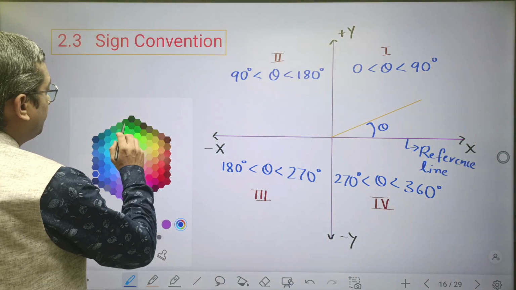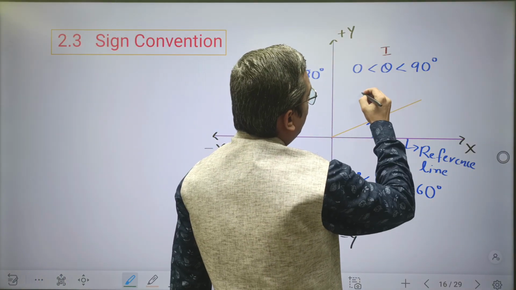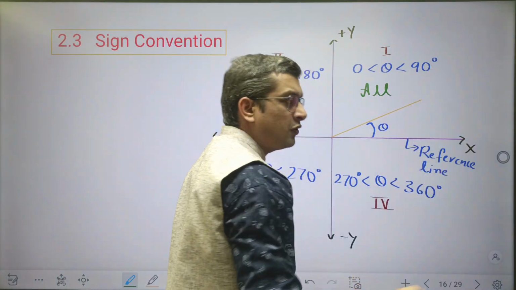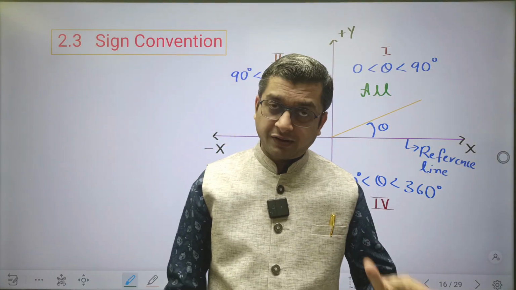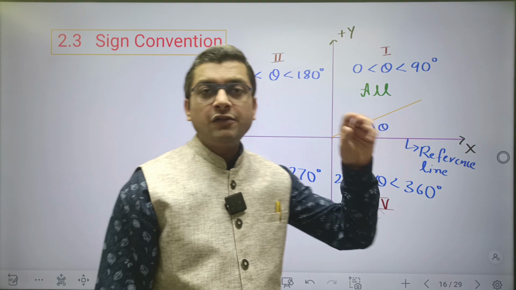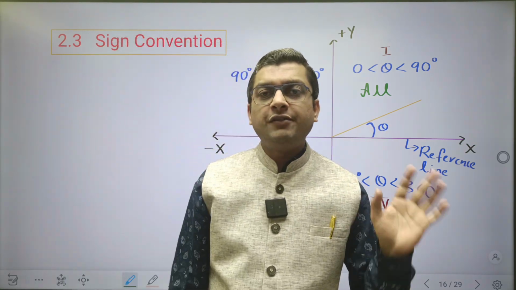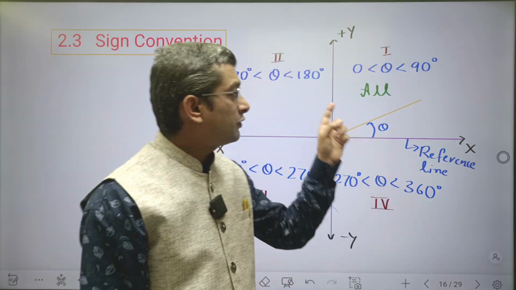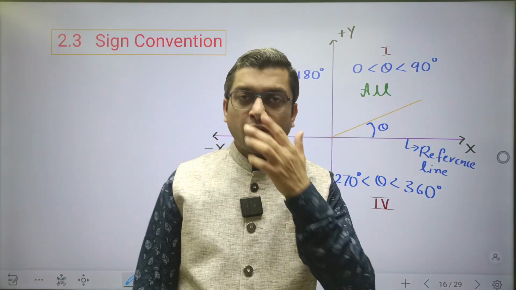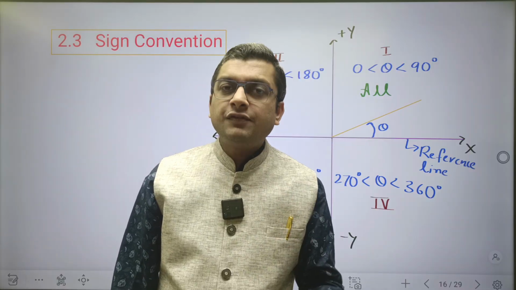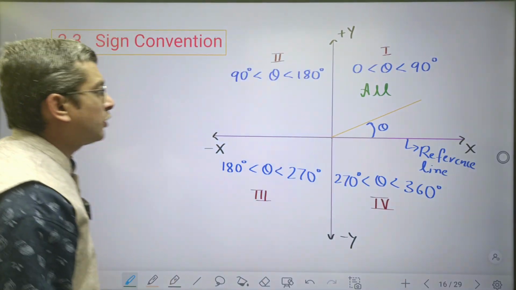This is a very important topic. If you are in the first quadrant, then all trigonometric ratios, that is, we have 6 trigonometric ratios: sine, cos, tan, cot, sec, cosec, all will have positive values. Suppose you are taking sine 35 degrees. So sine 35 will be positive because 35 degrees means it is in the first quadrant. Cos 35, tan 35, cot 35, cosec 35, sec 35, all trigonometric ratios will be positive.